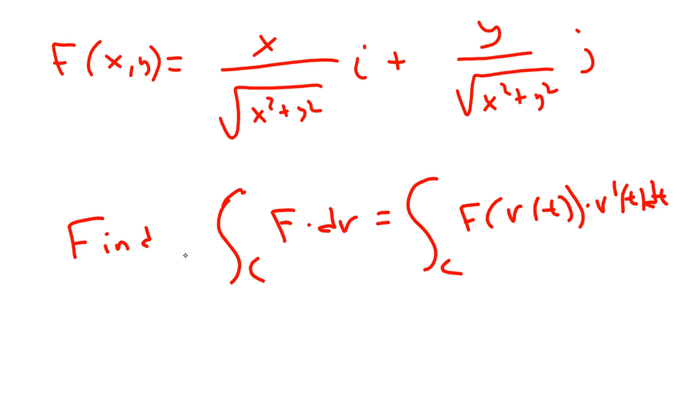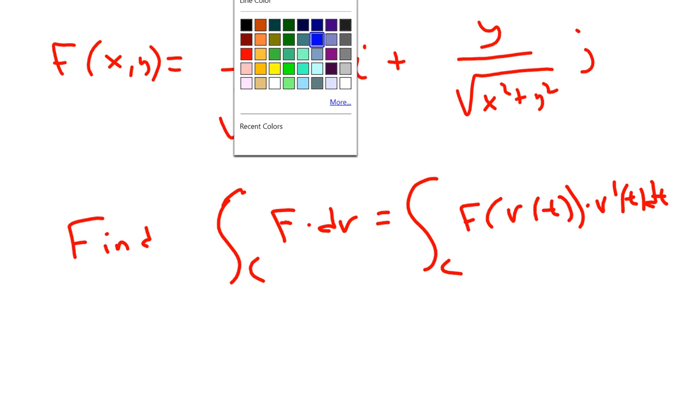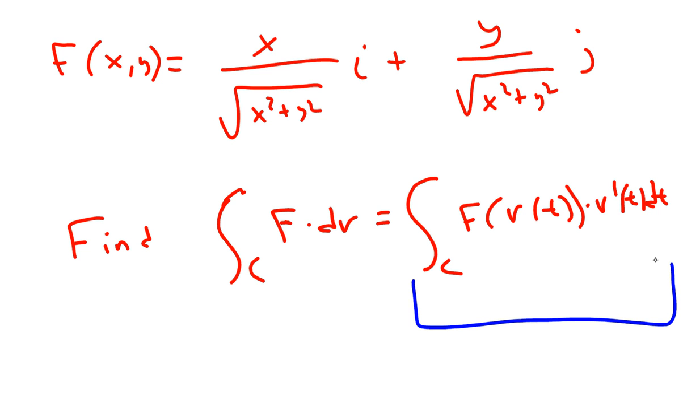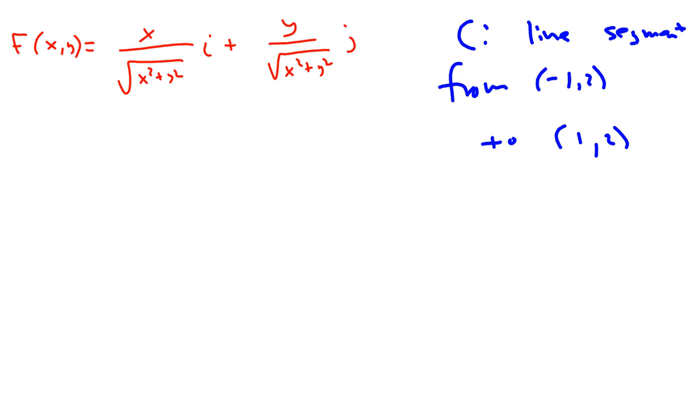Here's generally how we compute line integrals. We like this format here, where we plug the parameterized function into the vector field, and we multiply by, well, we don't really multiply, we use a dot product with the derivative of the curve we're moving along. So let's take a look at this problem here. Same vector field, but our line segment is going to go from the point -1, 2 to the point 1, 2. So the first thing you need to do is parameterize that.